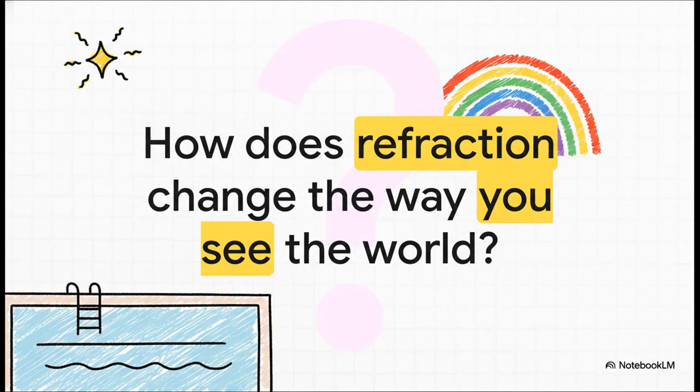So, as you can see, refraction isn't just some idea in a textbook. It's why a swimming pool always looks shallower than it really is. It's why stars appear to twinkle in the night sky. It's how a prism can split white light into a beautiful rainbow. Now that you know the secret, the real question is, where else will you spot it changing the way you see the world?